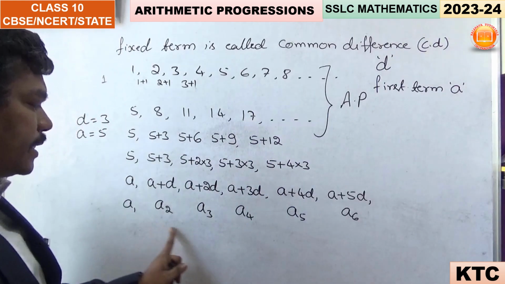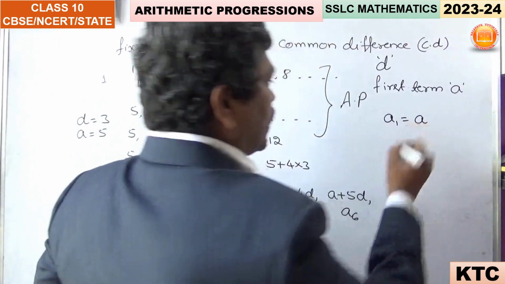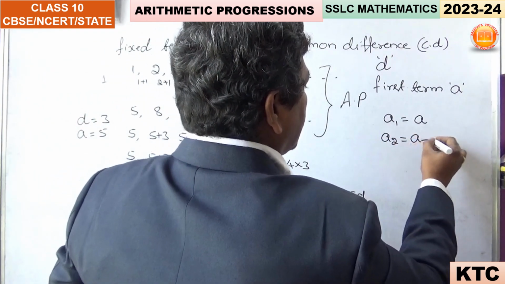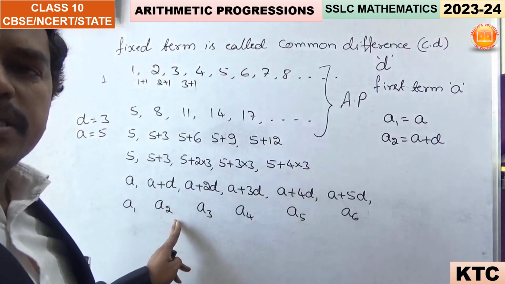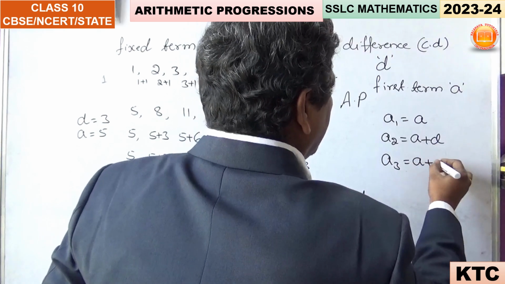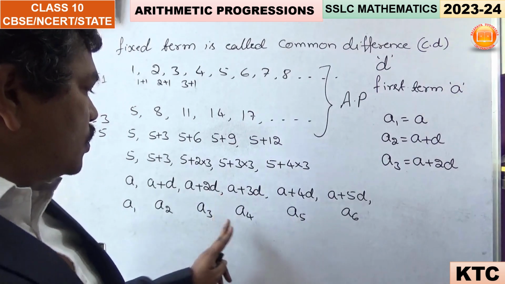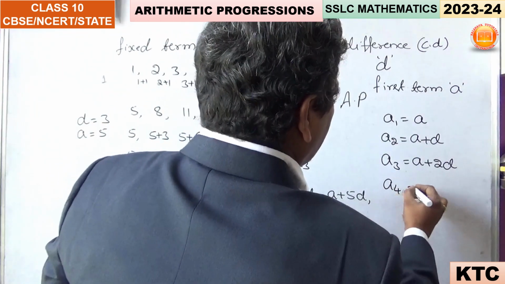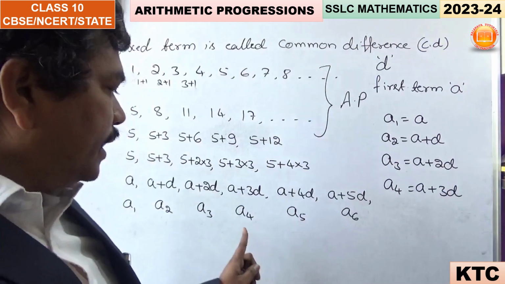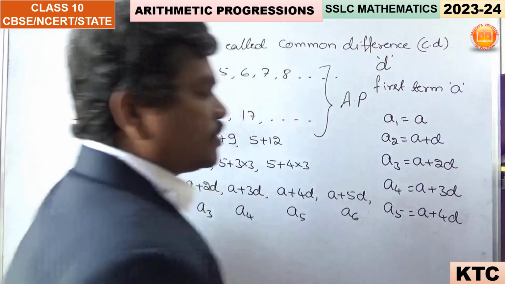So you observe, I write the terms here. The first term is written as a1 equal to a, and the second term is written as a plus d. The third term a3 is equal to a plus 2d. Also the fourth term a4 is written as a plus 3d, and then the fifth term a5 is written as a plus 4d.